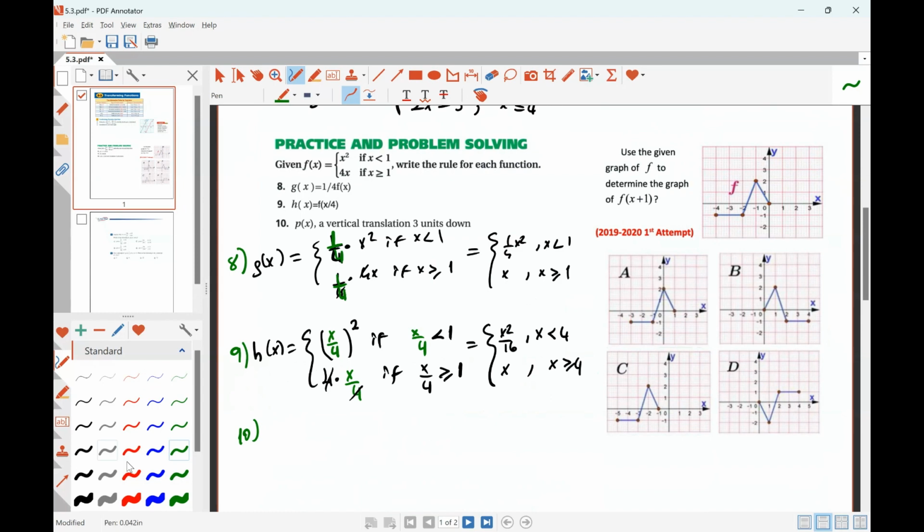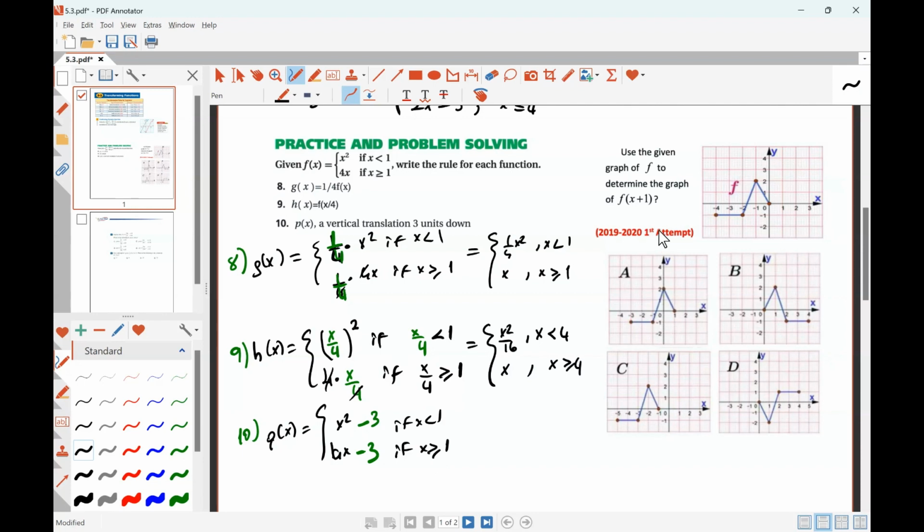So p of x equals x squared if x is less than 1, here you have 4x if x is greater than or equal to 1. All you have to do is subtract 3 from the function. So that's my answer. X squared minus 3 when x is less than 1, and 4x minus 3 when x is greater than or equal to 1. So this is the way of transforming piecewise functions.